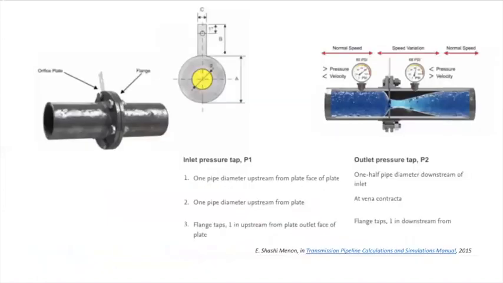Now here you can see on the left-hand side we have the pipeline and the two flanges, and between the two flanges the orifice is inserted. In this way it restricts the flow and allows the pressure difference to be created, and then it can be measured. In the table below, you can see the inlet pressure tap, which is on the upstream side, and the outlet pressure tap, which is on the downstream side.